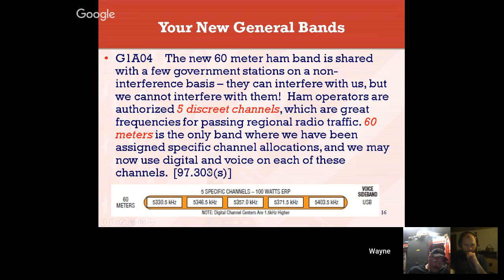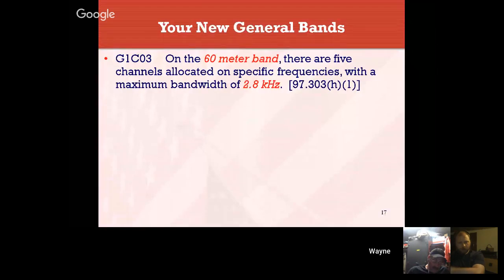All right. So you can see what the specific channels are there, and you're limited to 100 watts ERP. Yeah, 60 meters is the only band where we've been assigned specific channel allocations, like CB, where you say, go to channel 1, good buddy. At any rate, that's what that is. The maximum bandwidth is 2.8 kilohertz, which is about the bandwidth of a sideband signal. So really, you should be okay.